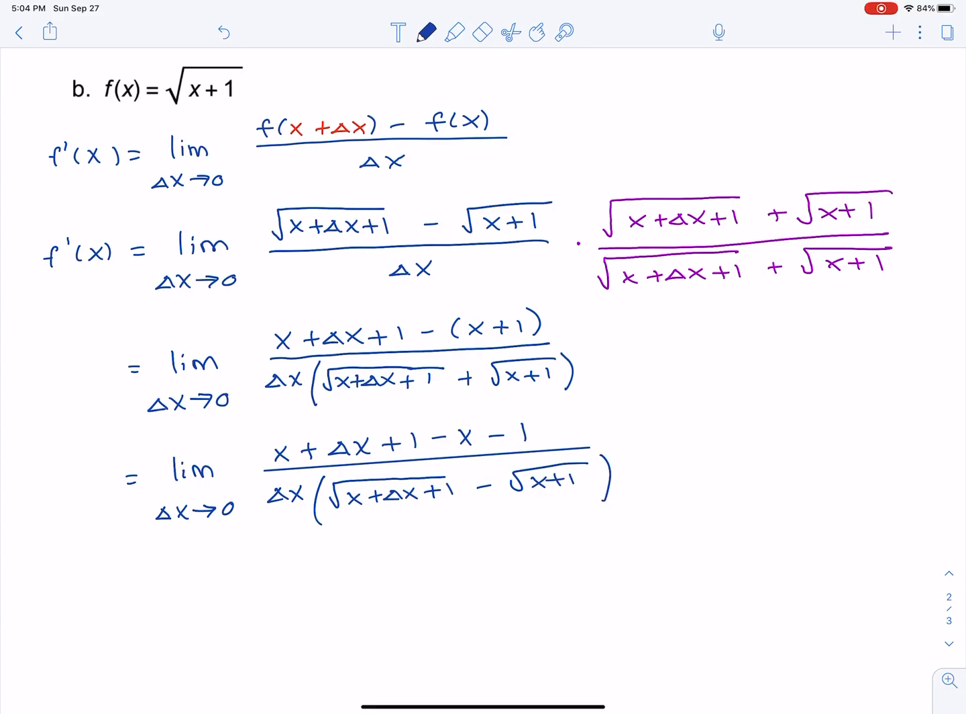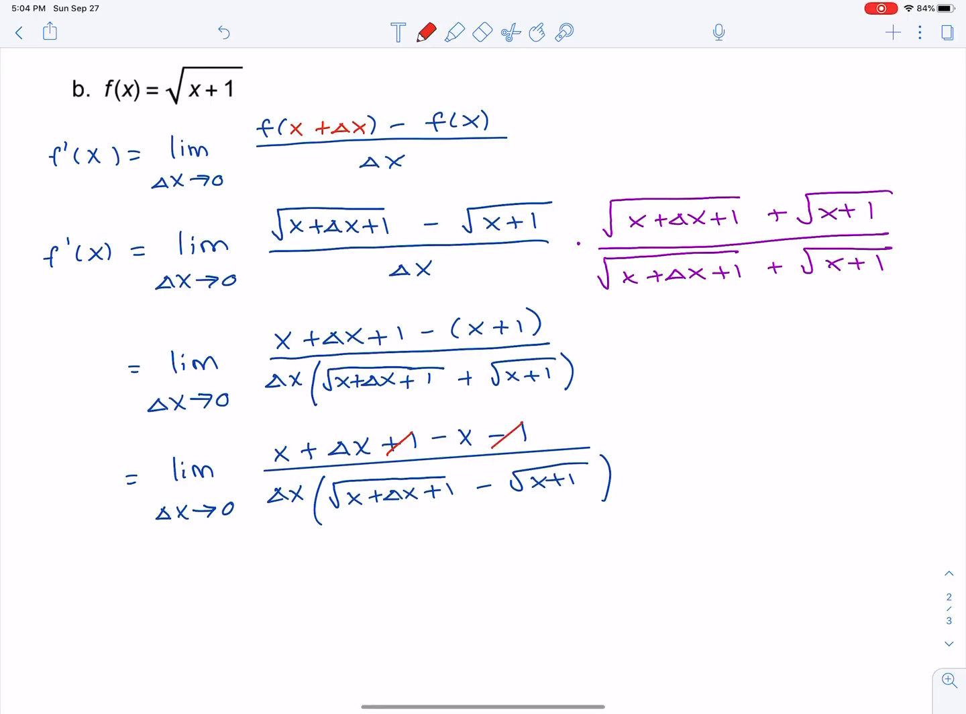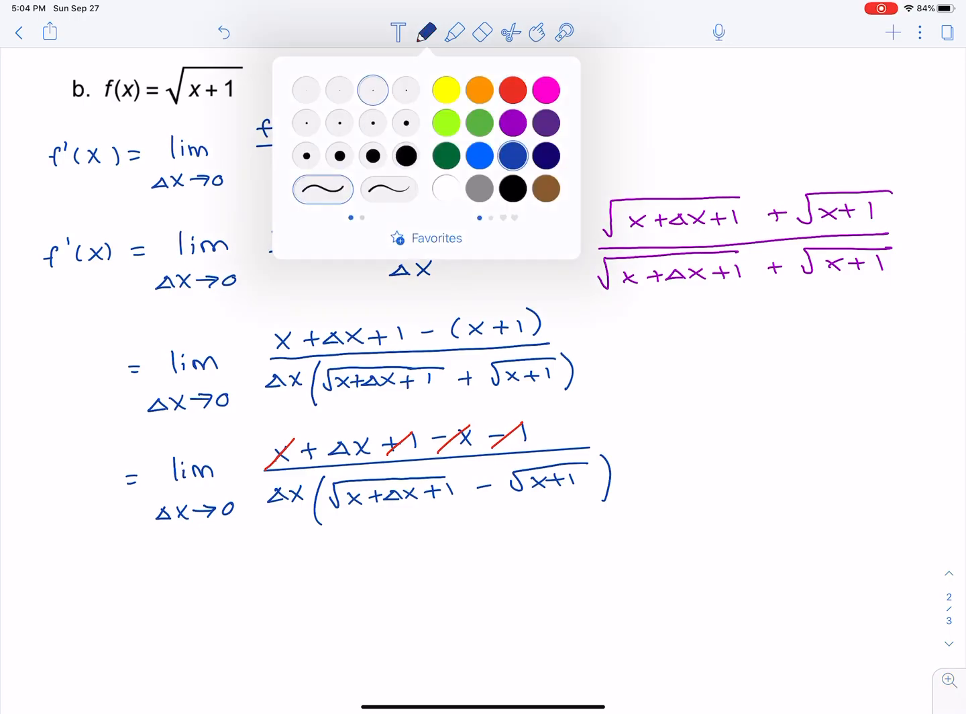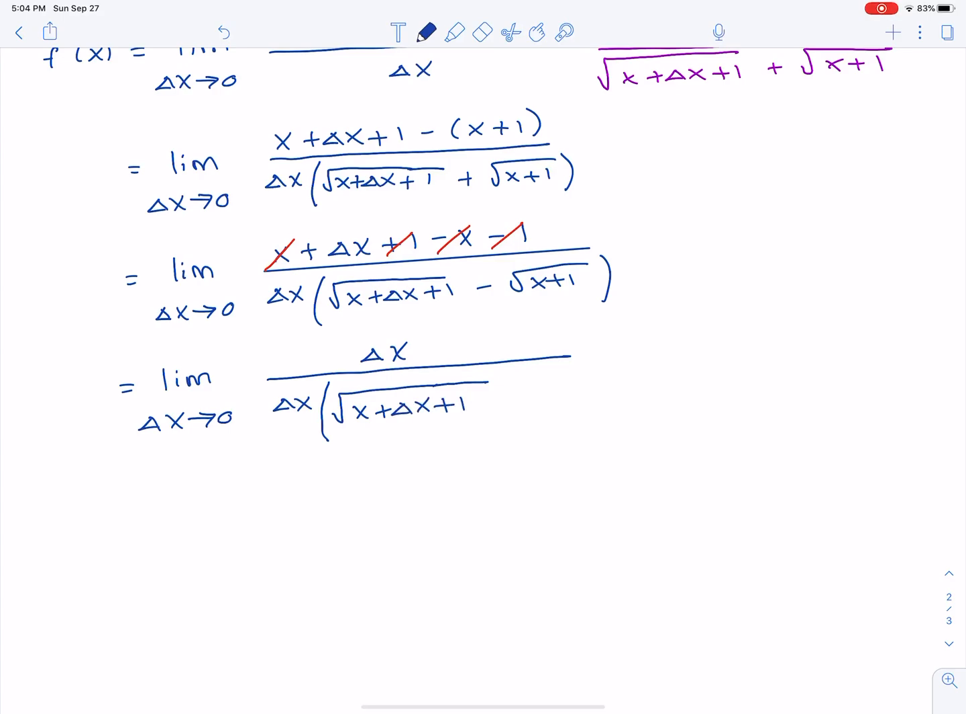Now let's cancel some stuff out. I want to do that in red. This plus 1 and this minus 1 cancel out. I've got this x and negative x. So the only thing it looks like I have in the numerator is that delta x. That's kind of fantastic. So we get the limit as delta x approaches 0, and in the numerator, all I have is that delta x. In the denominator, I have all that stuff. I'll make that a little longer this time, see if I can make this look a little bit neater.